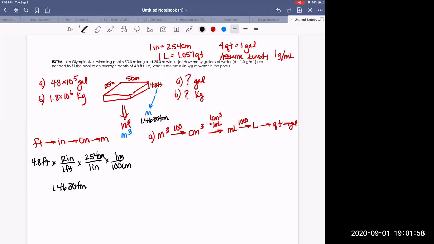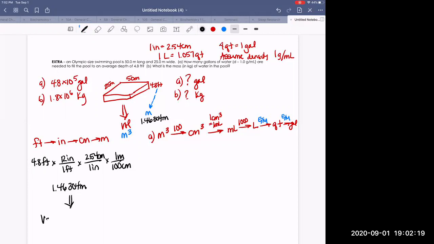And I'm not going to write over top of these, but this liters to quarts is an English metric conversion. Quart to gallon, again, that's an English metric one. I'd give that to you. And then these other two are prefix conversions. All right, so let's go through and put all of this together.